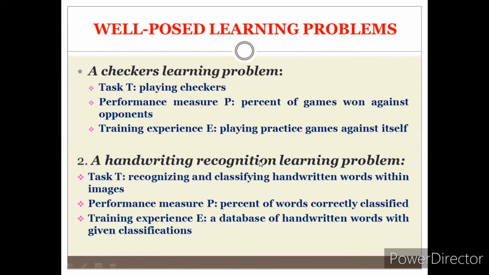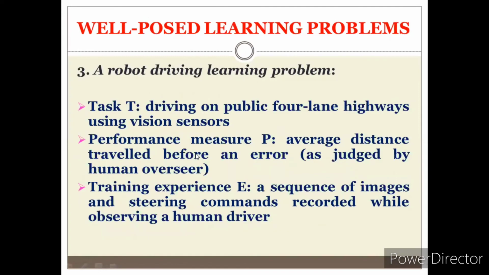So these are the important things present in the checker game. In a similar way, a handwriting recognition learning problem. The task is recognizing and classifying the handwritten words within the image. In order to recognize all these, it has to classify what words are written in the image. Next, the performance measure: the percentage of words correctly classified. So what percentage of words has it recognized and classified? Then the training experience: a database of handwritten words with given classifications. The machine should have a database, and with the help of that database, it would classify the handwritten words.